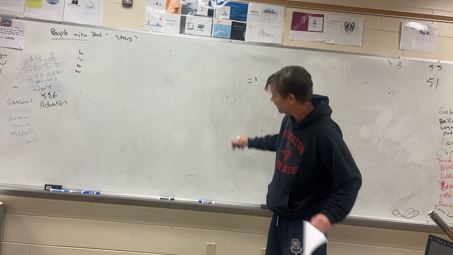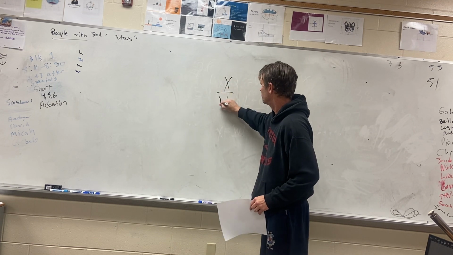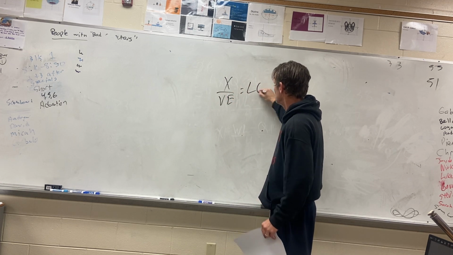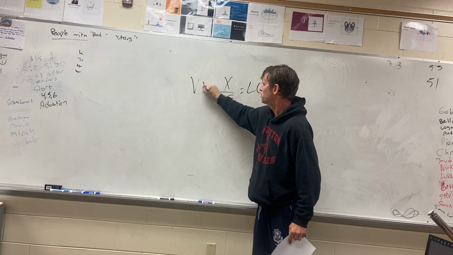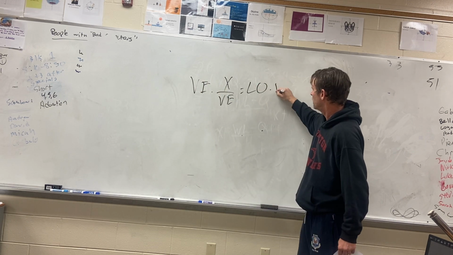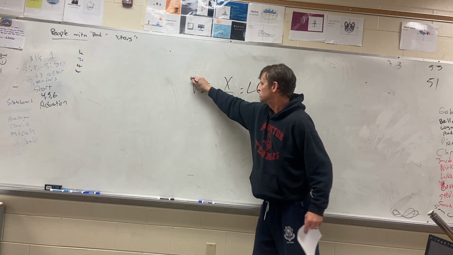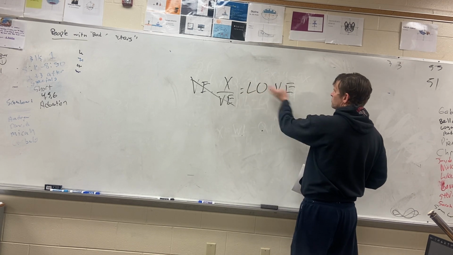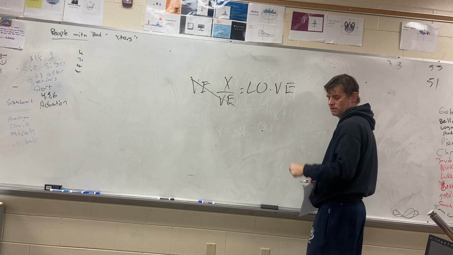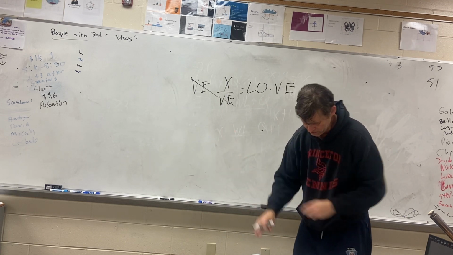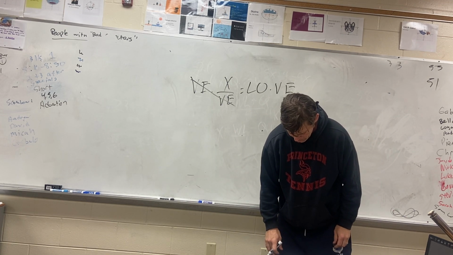X over VE equals L. Oh, isn't that cute? There was an X divided by VE. So we multiply by VE. Those cancel. And X equals love. LO times VE is LOVE. All right, I'm not going to write it down the second time.